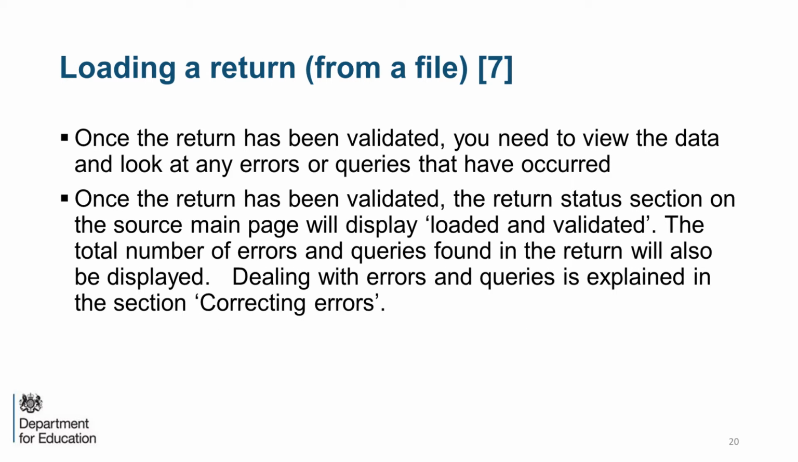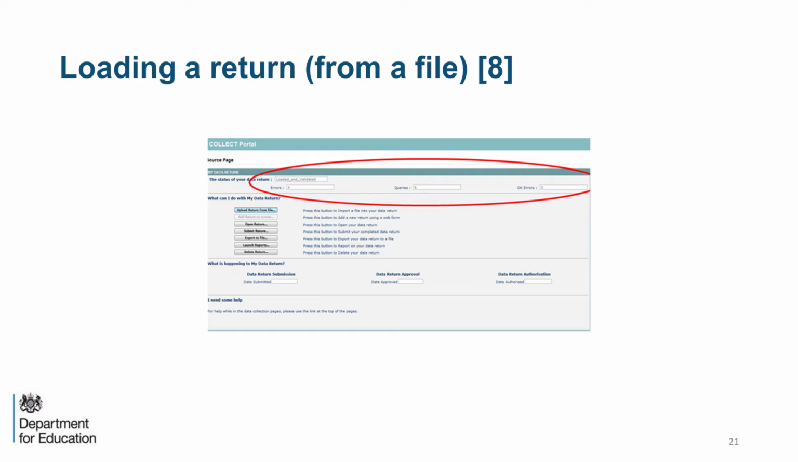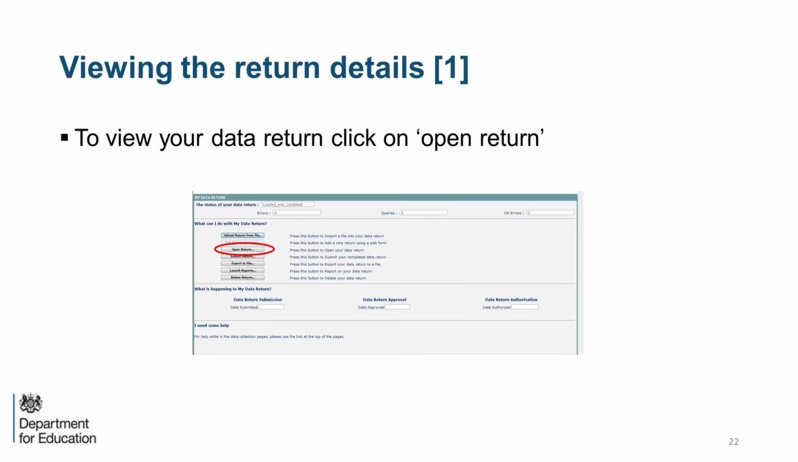Once the return has been validated, you need to view the data and look at any queries or errors that have occurred. Once the return has been validated, the Return Status section on the source main page will display Loaded and Validated. The total number of errors and queries found in the return will also be displayed. To view your data return, click on Open Return.